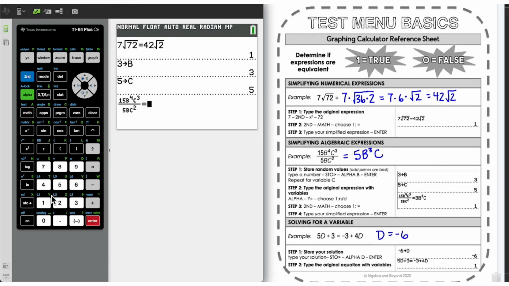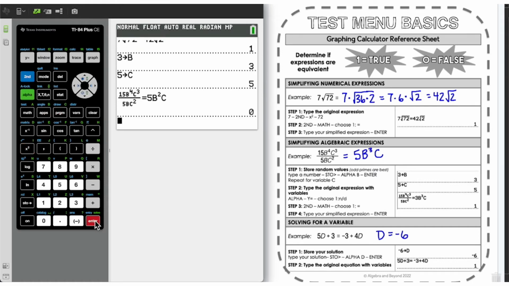to see if it's correct. And I had 5. And actually, let's put something incorrect just to double check. So let's say I had alpha b, and let's say I came up with 5b squared c. And you can see that the answer is 0, so that means it's false. So the student could go back and say, okay, I made a mistake, I'm going to go back and check it.